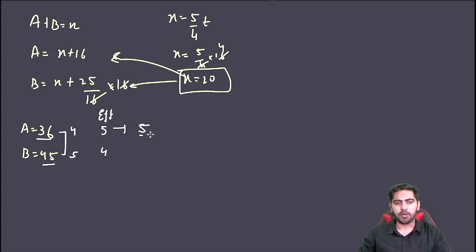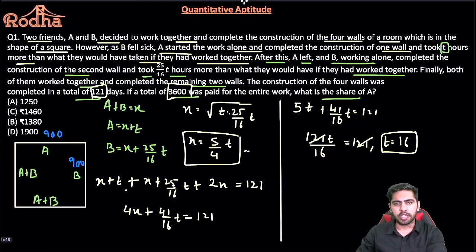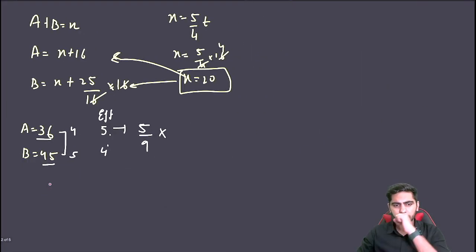Can I say 5 upon the sum of the ratio, which is 5 plus 4, that is 9, into the money left to be distributed? Out of 3600, 1800 is already distributed to A and B for the first two walls. The remaining 1800 is going to be distributed for the last two walls in the ratio of 5 is to 4. So can I say 5 by 9 into 1800?